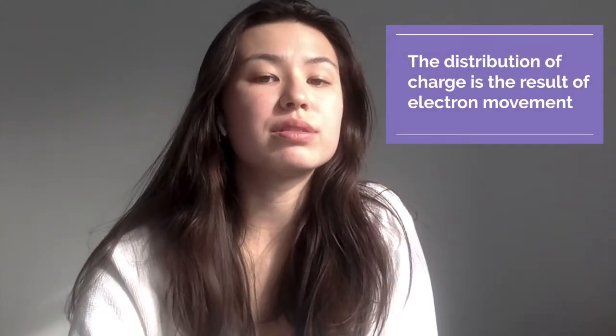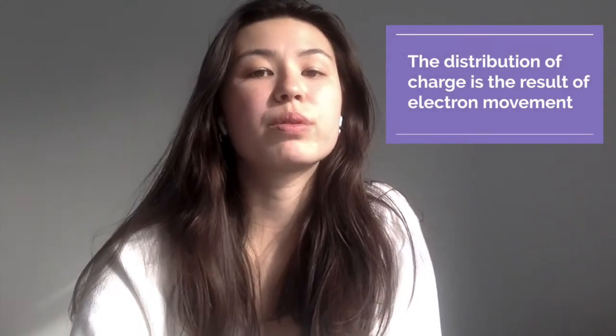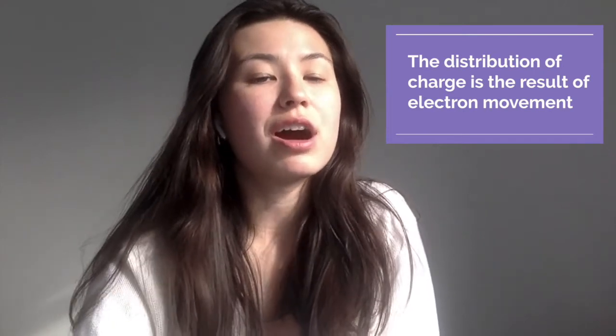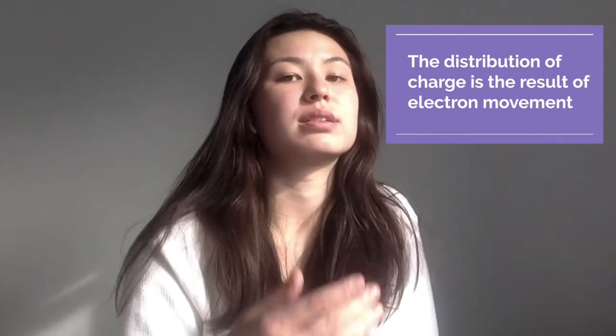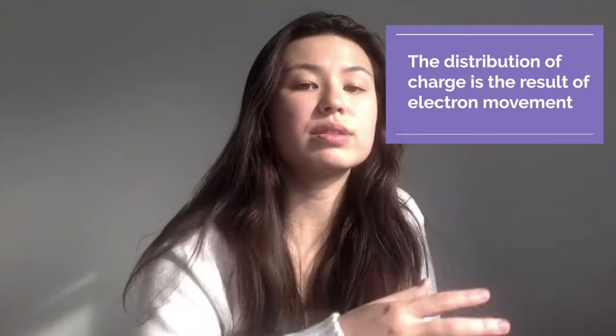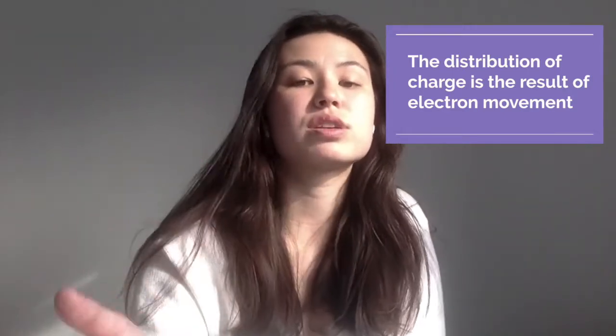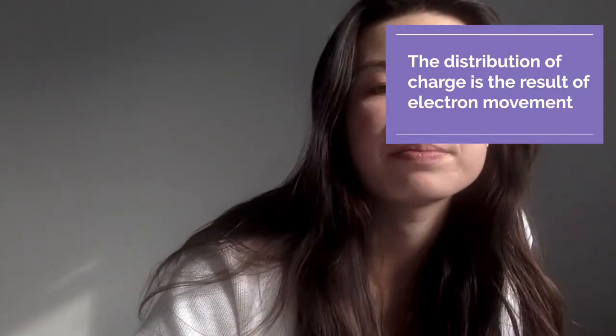Okay, so next we're going to think about how charge is actually distributed or transferred between objects. So the clarifying point that I want to make is that the distribution of charge is purely the result of electron movement. So protons don't actually transfer. Objects are only positively charged when they lose electrons. So it's only electrons that are transferred, only electrons that are distributed.